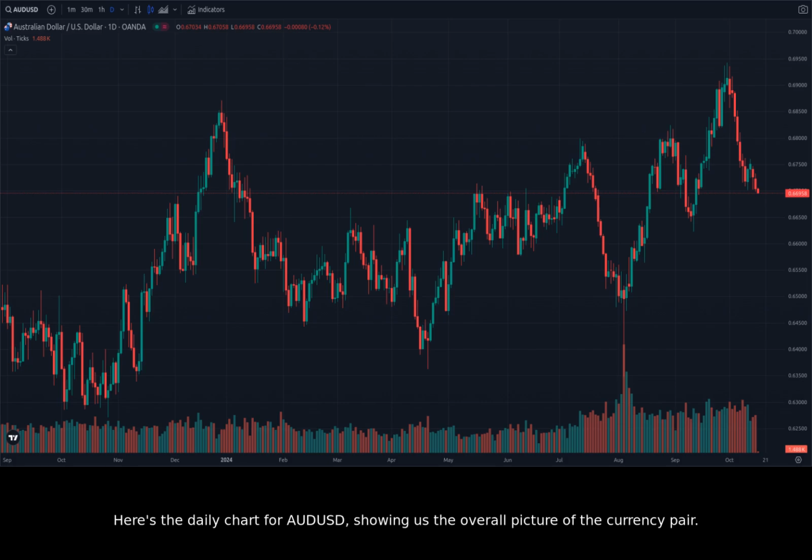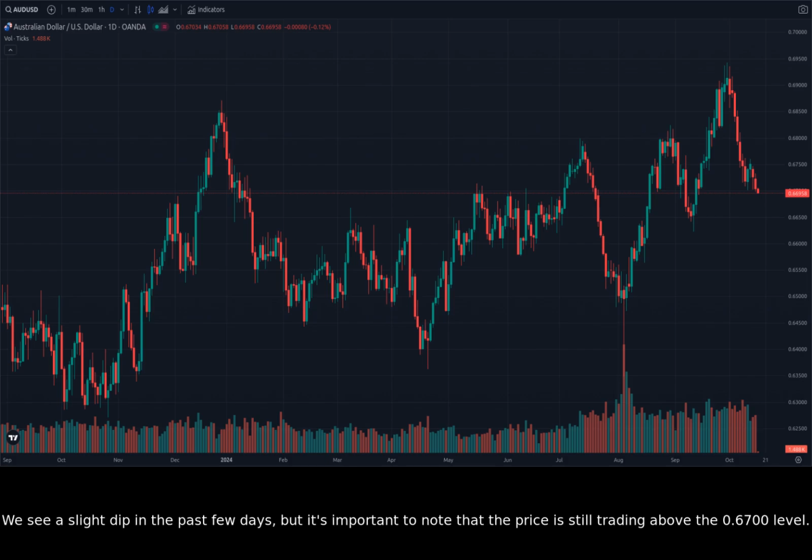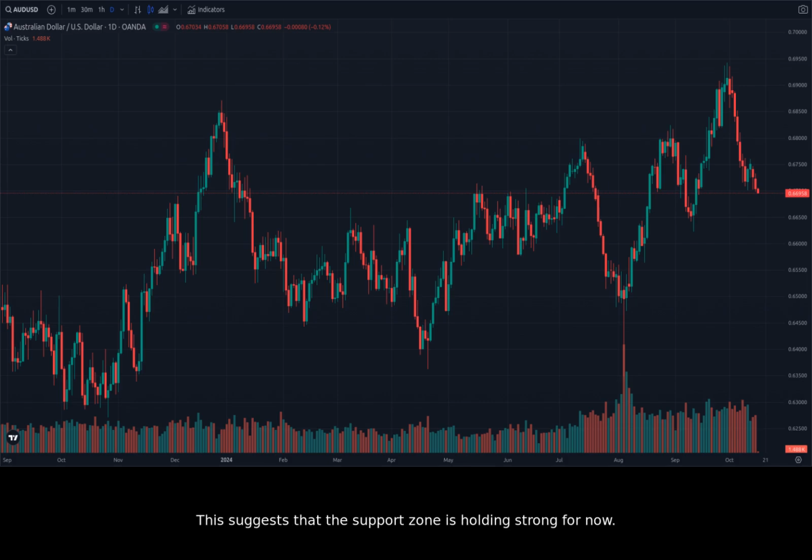Here's the daily chart for AUDUSD, showing us the overall picture of the currency pair. The chart reveals a fascinating story, with several key price levels and potential support and resistance zones. First, let's focus on the recent price action. We see a slight dip in the past few days, but it's important to note that the price is still trading above the 0.6700 level. This suggests that the support zone is holding strong for now.